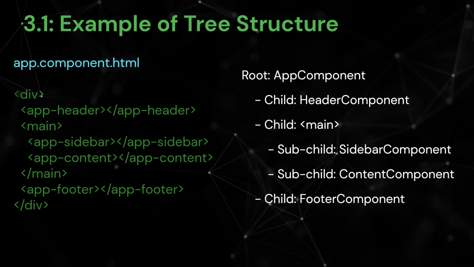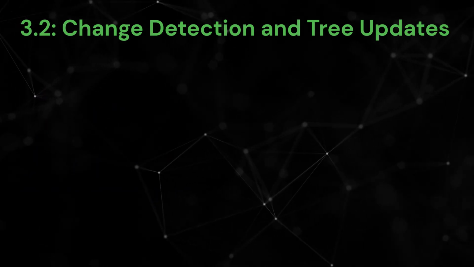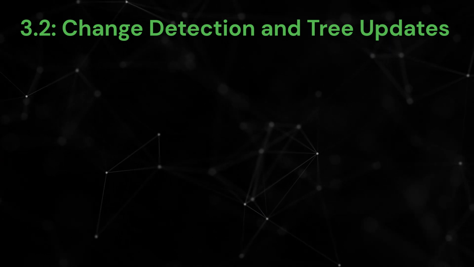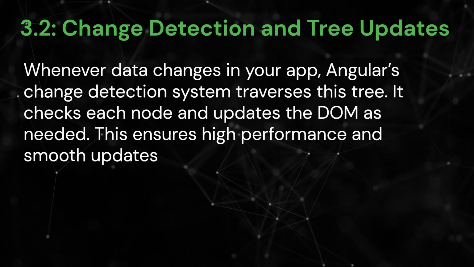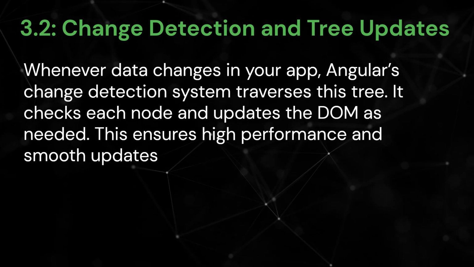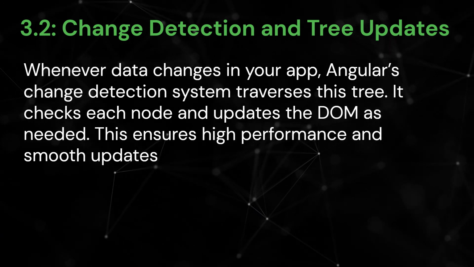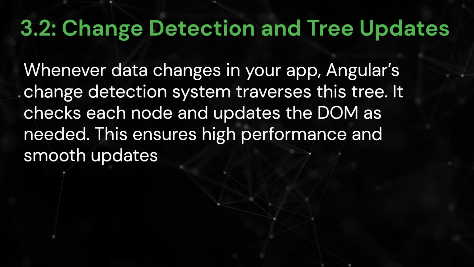Now let's see change detection and tree updates. Whenever data changes in an Angular app, Angular's change detection system traverses this tree. It checks each node and updates the DOM as needed. This ensures high performance and smooth updates.